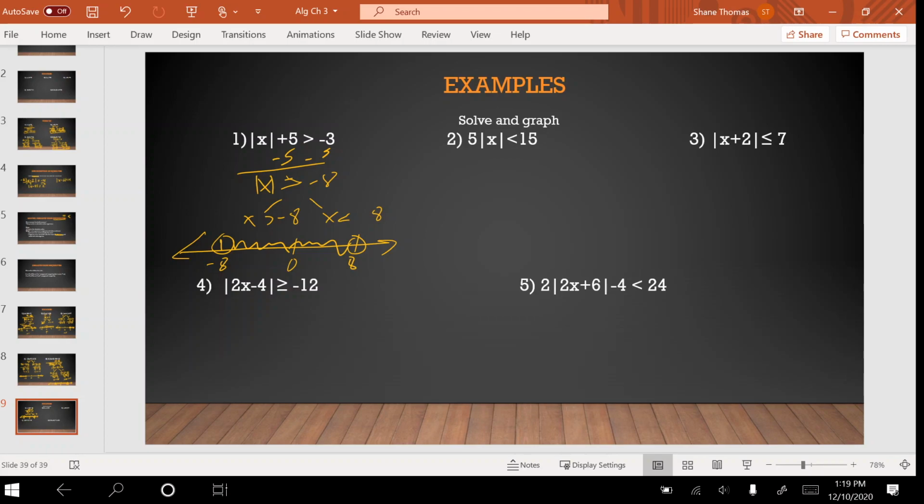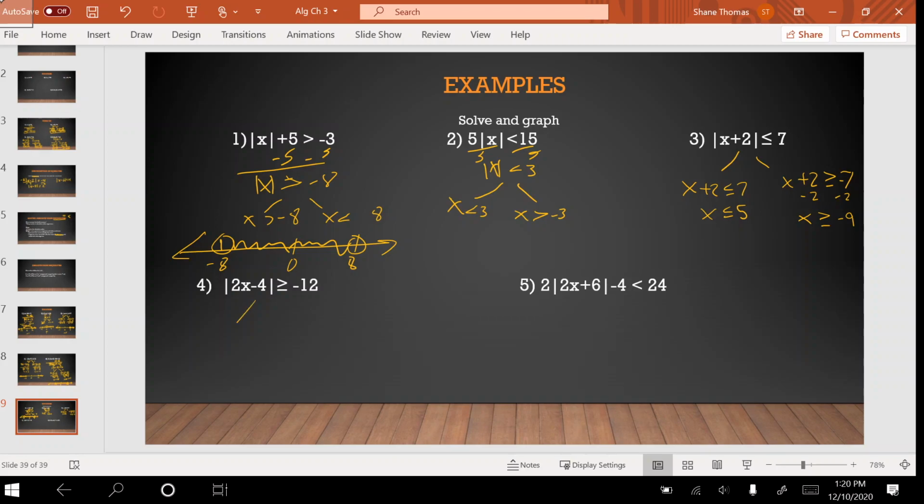Second one, I can go ahead and split this right after I divide this 5. So I divide both sides by 5. The absolute value of x is less than 3. Split it. So x is less than 3. X is greater than -3. And then graph them. Next one, I can split it right away. X plus 2 less than or equal to 7. X plus 2 is greater than or equal to -7. Subtract the 2, so x is less than or equal to 5. Subtract the 2, x is greater than or equal to -9.